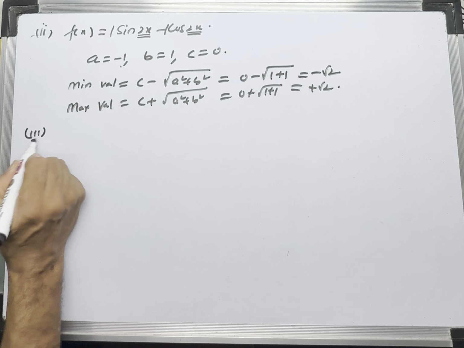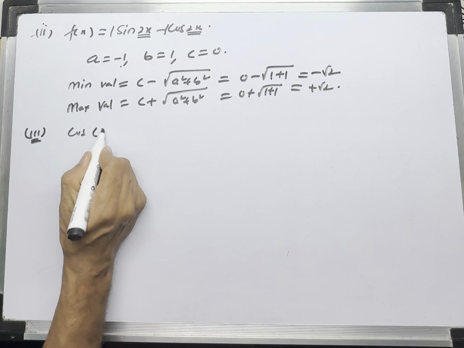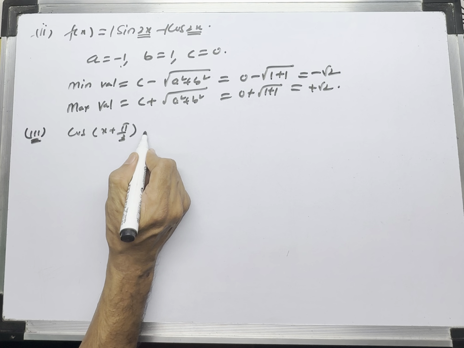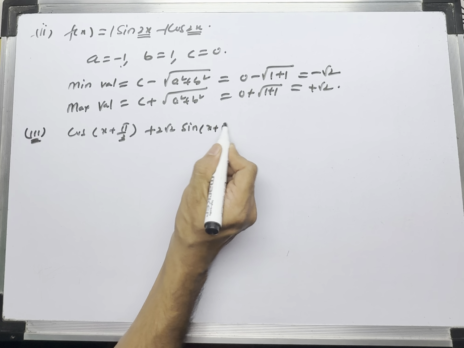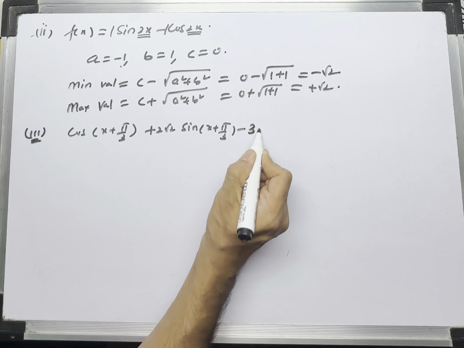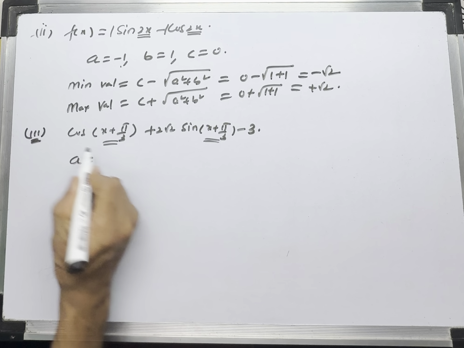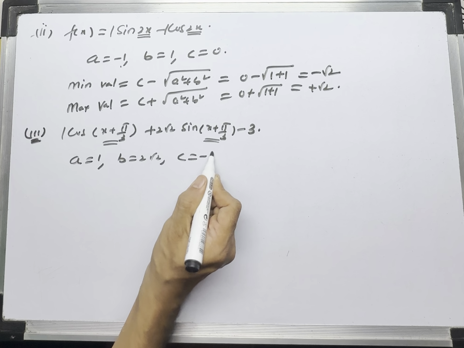Then third bit. Cos x plus pi by 3, then we have plus 2 root 2 sin x plus pi by 3 minus 3. So when angles are same, then you can take a, b, c. a is 1, b is 2 root 2, c is minus 3.